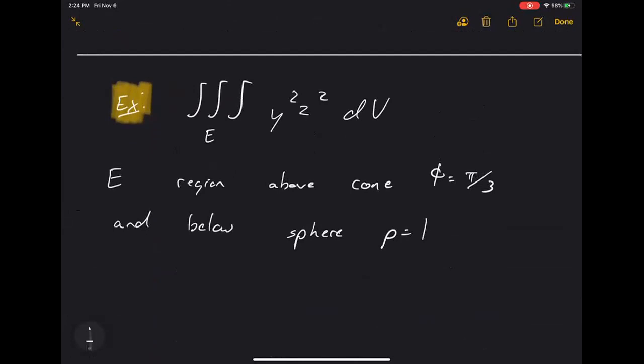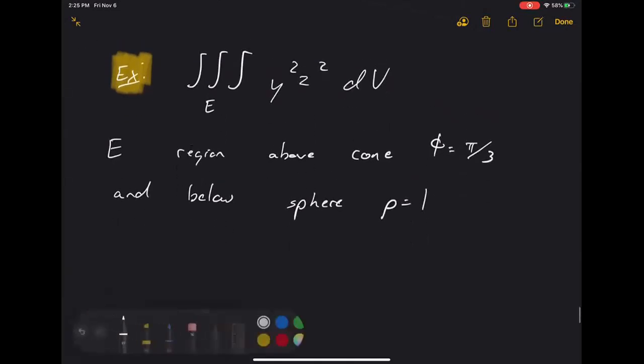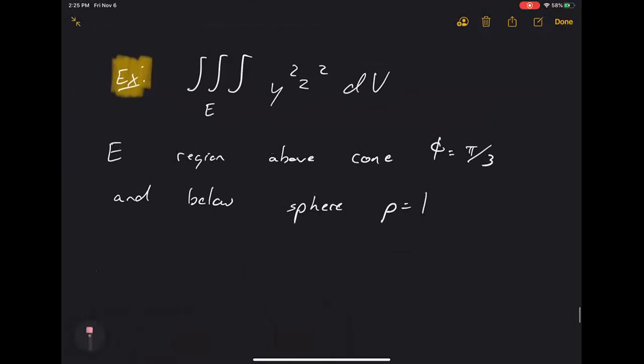All right, let's do one more example. So let's integrate y squared z squared on the region E, where the region E is above the cone phi equals pi over 3, and below the sphere rho equals 1. Okay. All right, so this is interesting. We're given a region. Our region is given to us in spherical coordinates, so that's nice. We don't have to convert our region or our surfaces from Cartesian coordinates to spherical coordinates.